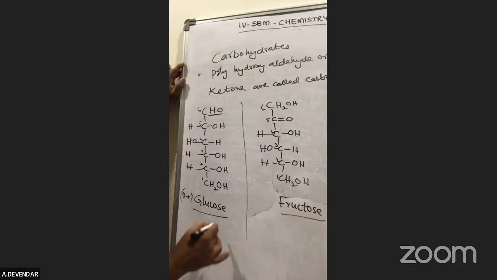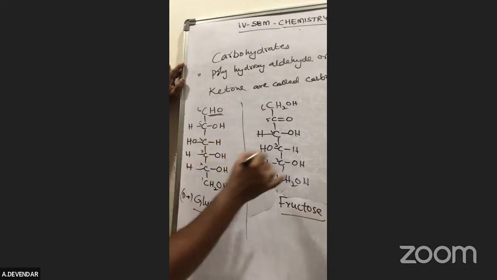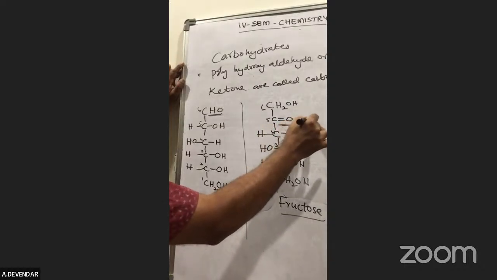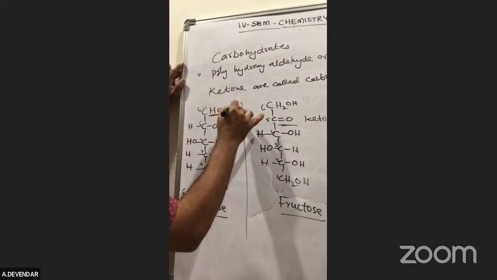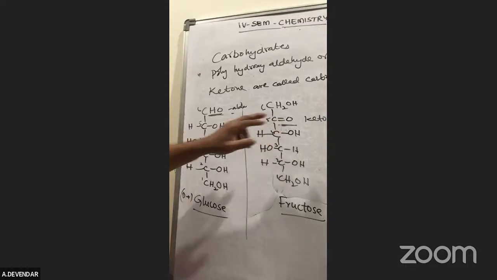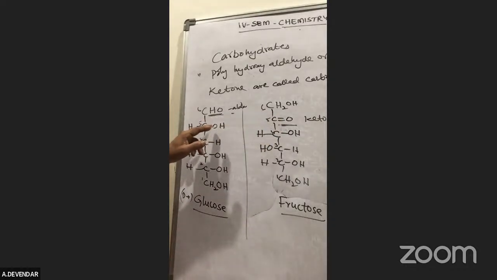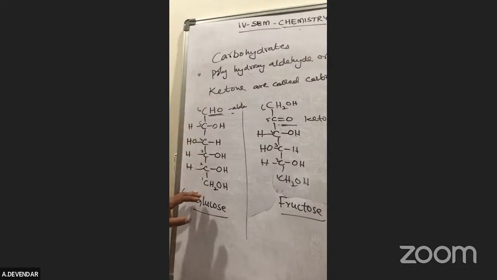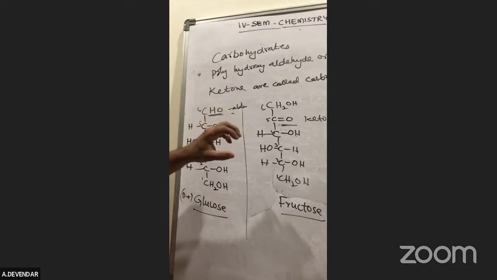So we identify that glucose consists of an aldehyde group, fructose consists of a keto group. This is the difference between glucose and fructose. In fructose the keto group is the functional group. Glucose can easily digest. When you take rice or chapati, within 3 hours digestion takes place and you get energy. Again you get hungry. But when you take fructose, you get more energy.